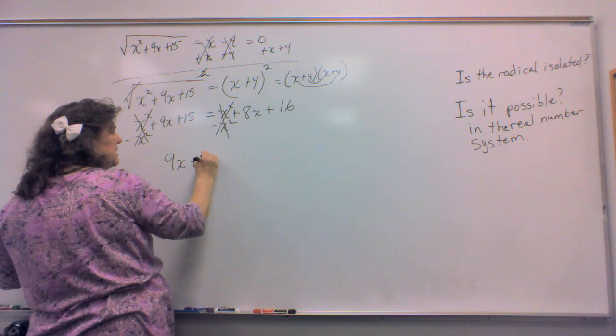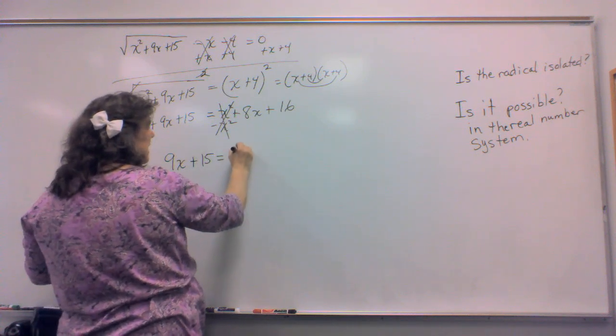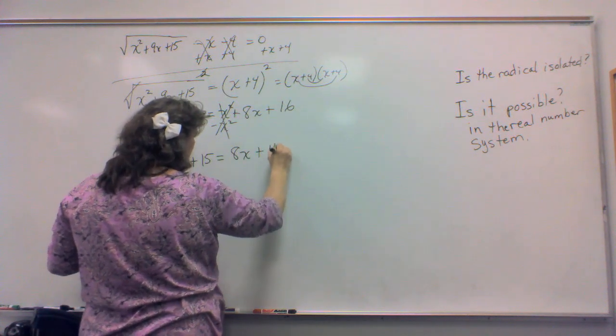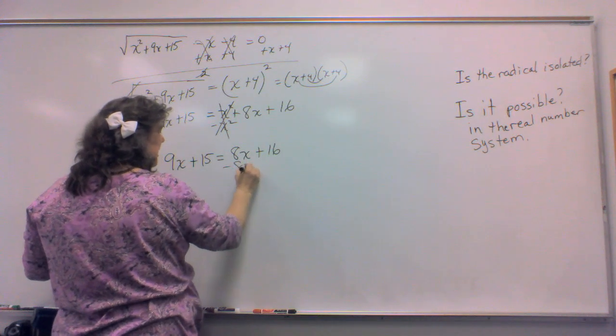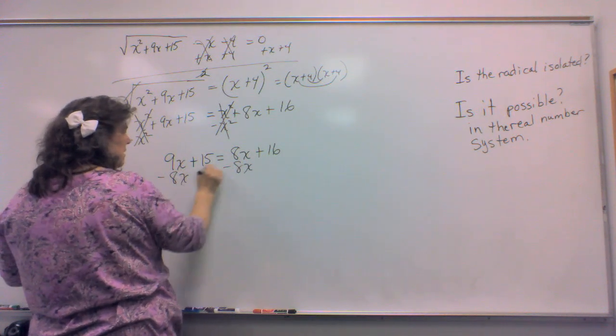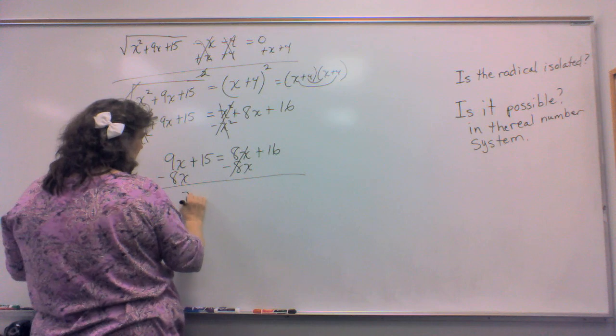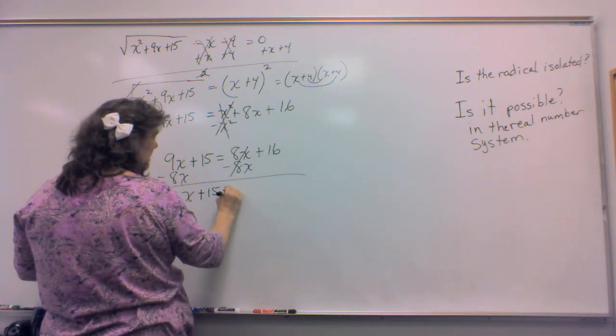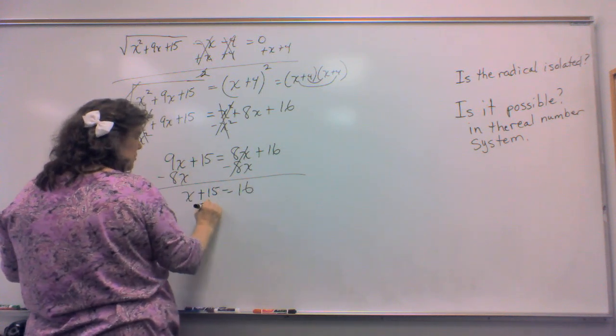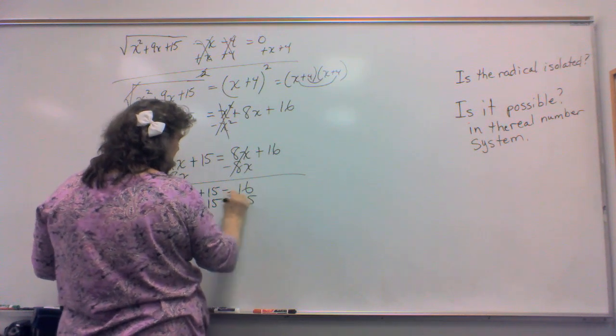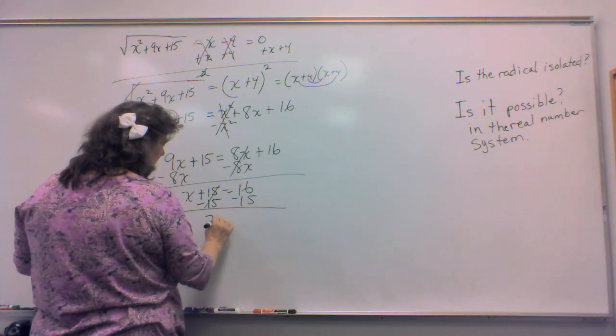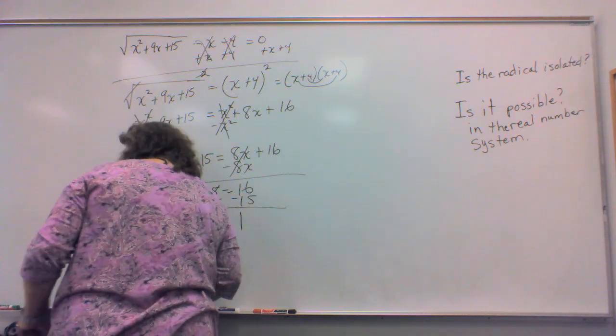So 9x plus 15 is equal to 8x plus 16. Subtract my 8x from both sides. And this is going to give me x plus 15 is equal to 16. Subtract that 15 from both sides. And we end up with x is equal to 1.